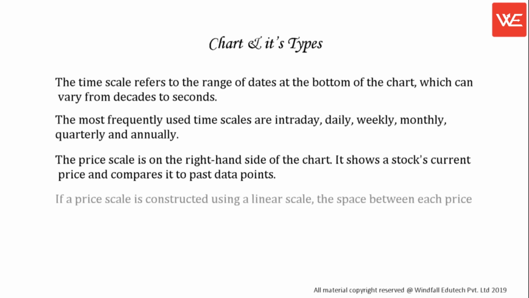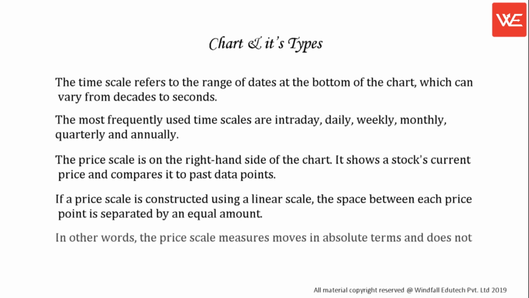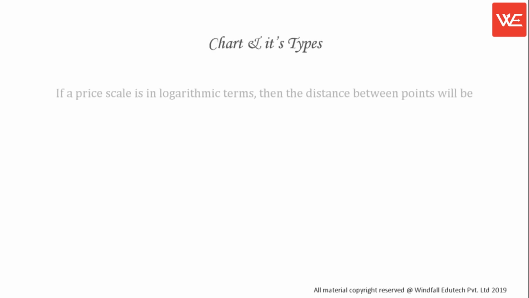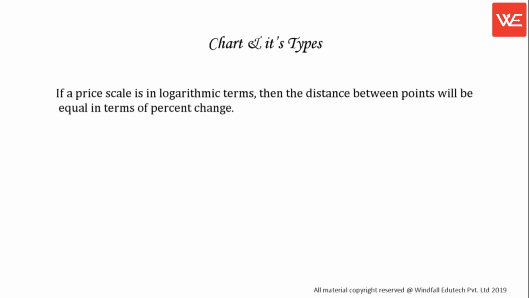If a price scale is constructed using a linear scale, the space between each price point is separated by an equal amount. In other words, the price scale measures moves in absolute terms and does not show the effects of percent change. If a price scale is in logarithmic terms, then the distance between points will be equal in terms of percent change.